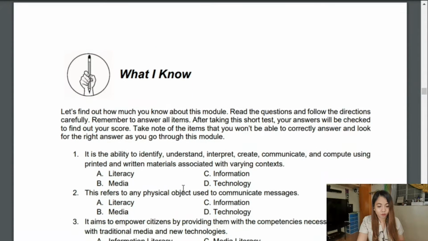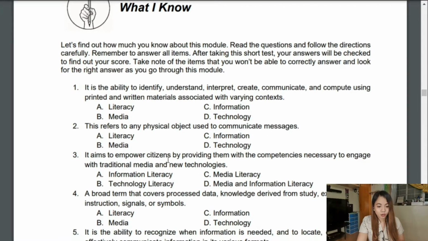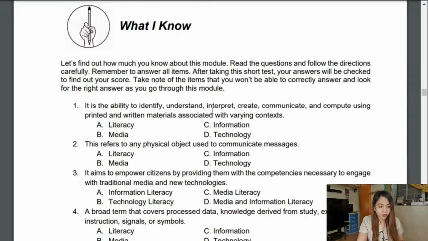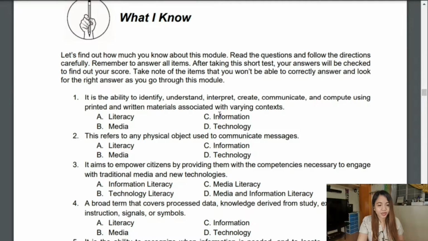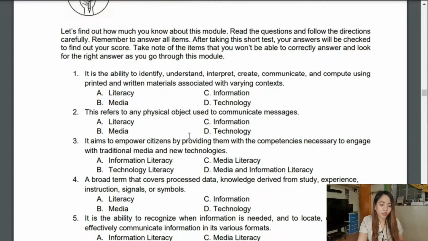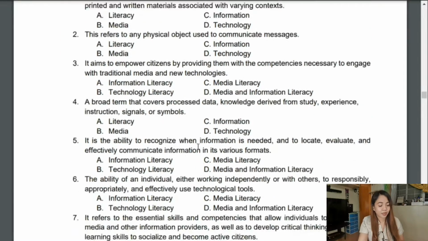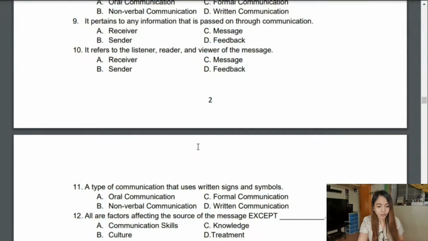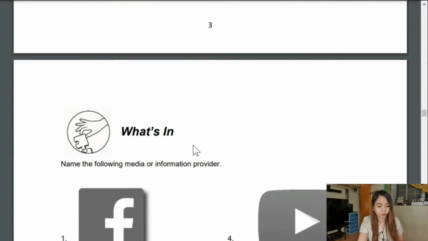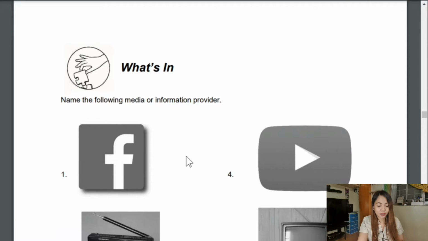So next, let's have what I know. For this part, again, you will be answering multiple choice questions, but make sure that you are not going to look at the answer key at the bottom part of this module. This is actually for you to know what are the things that you should know and how much you know about this module or about MIL. It's actually 15 items, multiple choices.